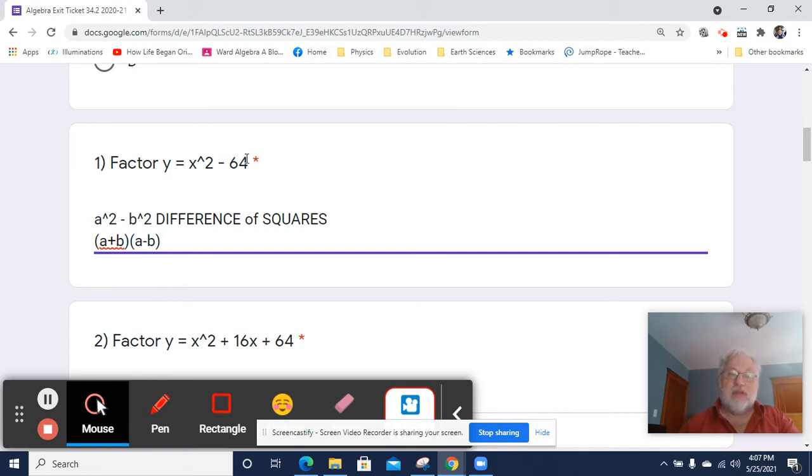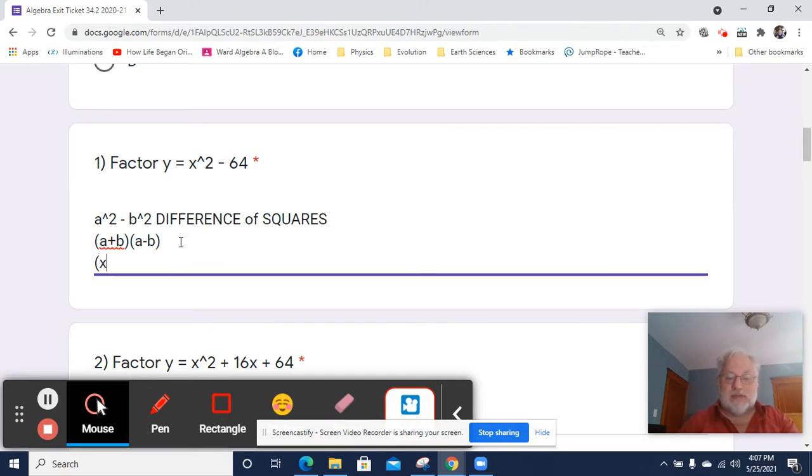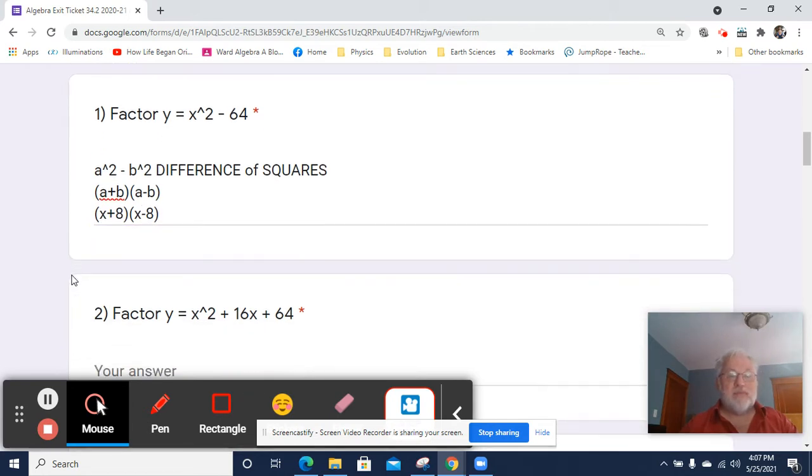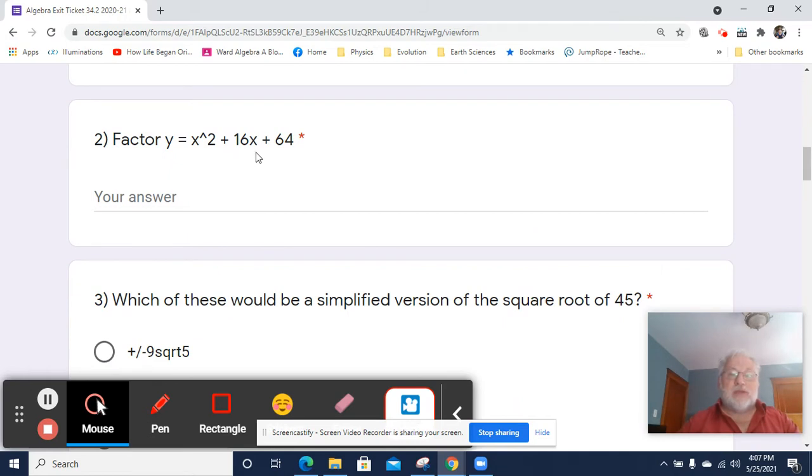So let's consider this. We've got x squared minus 64. The square root of x squared is x, and the square root of 64 is 8. So x plus 8. We add x and 8, and we subtract 8 from x as well. It doesn't matter whether you did x minus 8 times x plus 8. You can reverse multiplication, of course. But that is how you get the factors of this difference of squares. By the way, the x-intercepts would be negative 8 from the x plus 8 and positive 8 from the x minus 8. Now we want to factor x squared plus 16x plus 64.